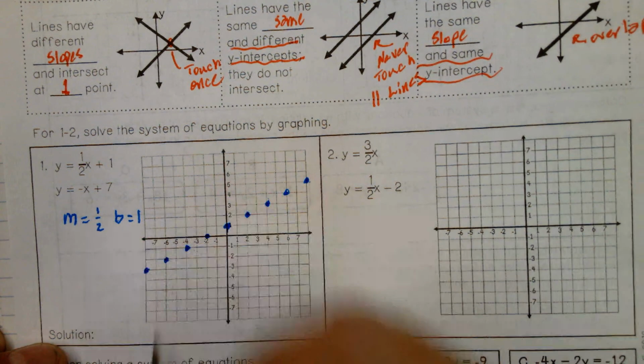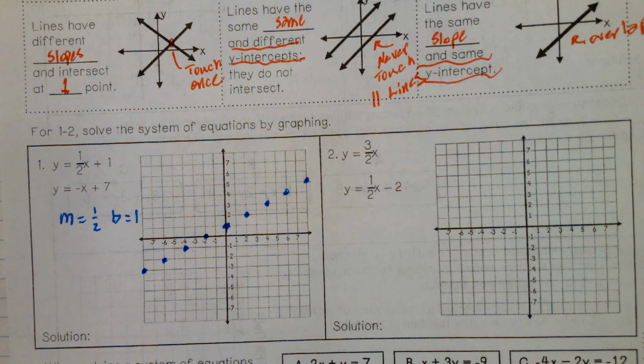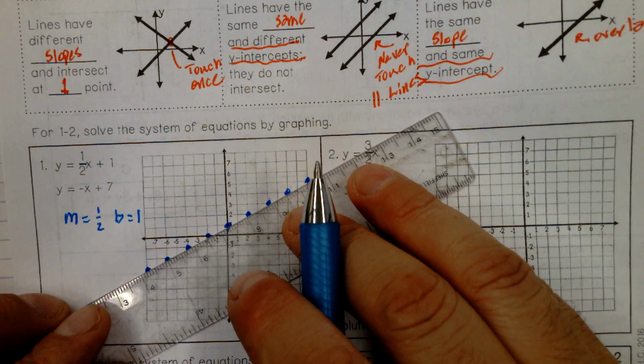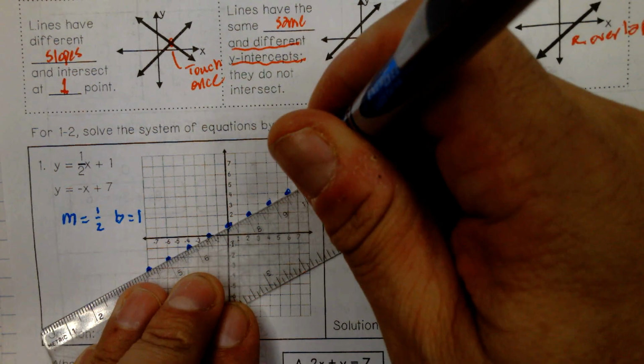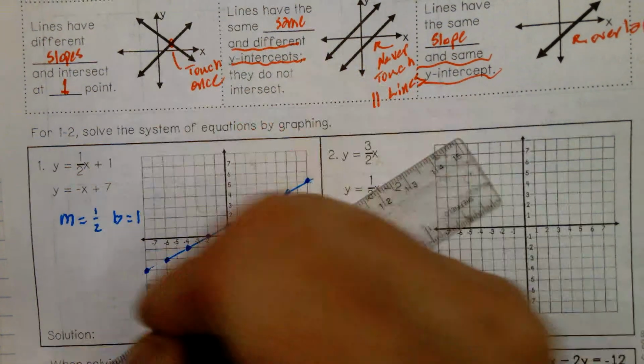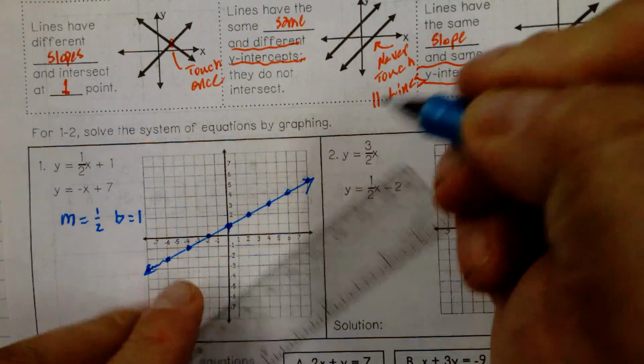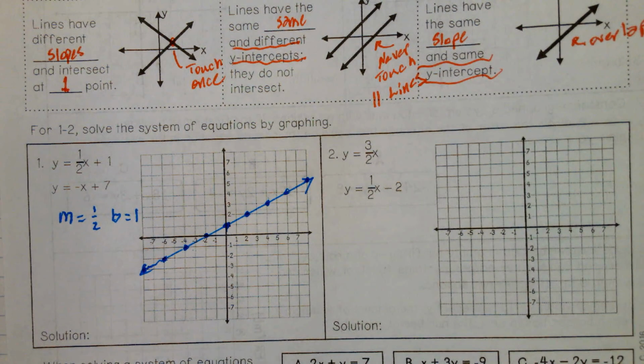I don't know which one is the solution. So one of those is going to be our solution point. Now make your line. It has to be a continuous line all the way, like so. Okay, that's our first line.